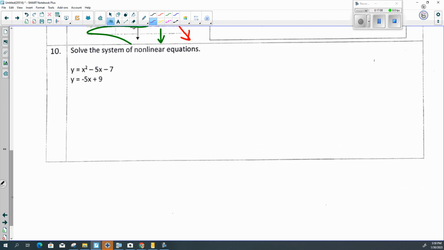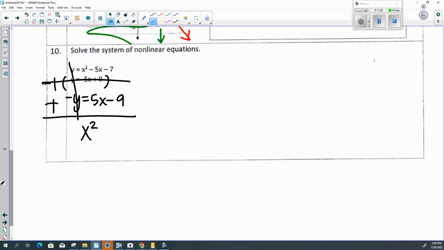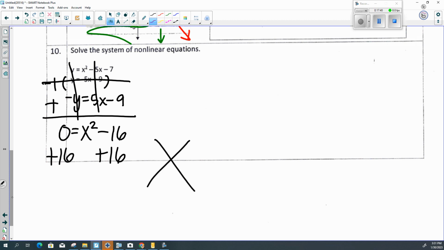Okay, there's 2 ways to solve this. You can solve by elimination, or you could substitute, and I might just show you all of them. So -y equals 5x minus 9. Now I can add these 2 together. My y's will cancel out. My x squareds do not have like terms. Hey, my x is canceled out. So I'm going to solve this algebraically. You could use this if you want to. Take the square root of both sides. So x equals positive or -4.